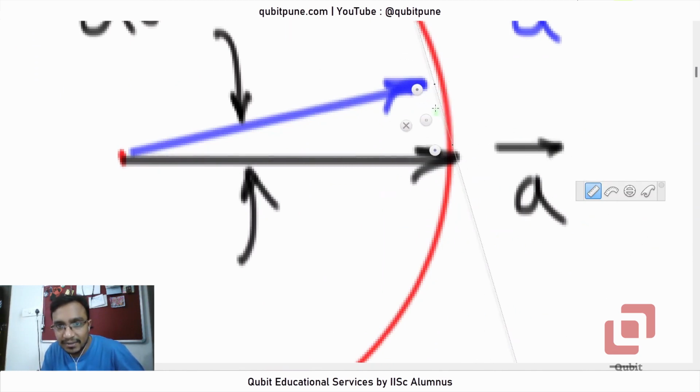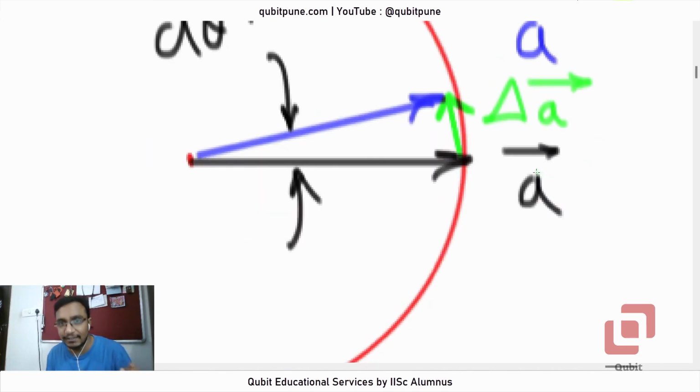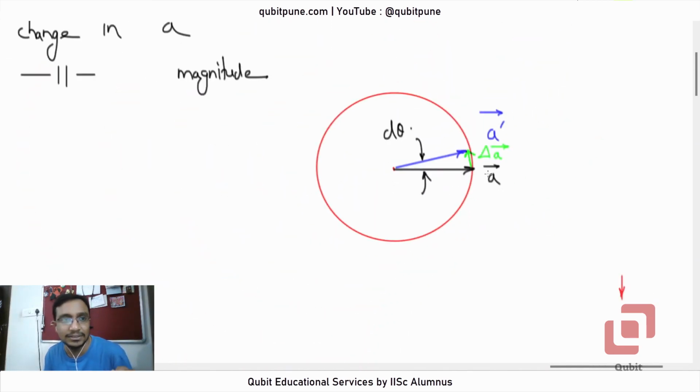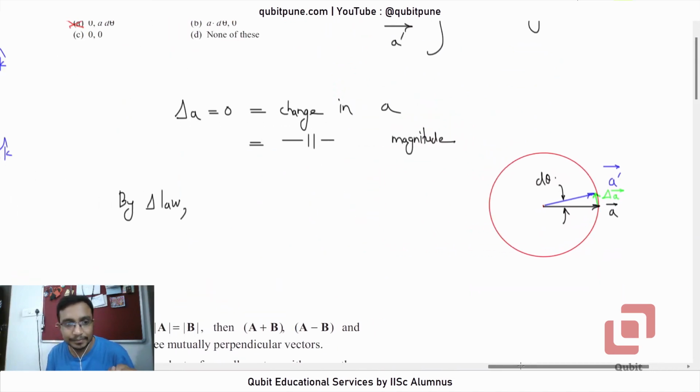You may have looked at these situations when you define instantaneous velocity as derivative of position. That green vector is actually delta A bar. Yes, even for acceleration, exactly. Let's say the velocity changes by a small amount. You get it, right?